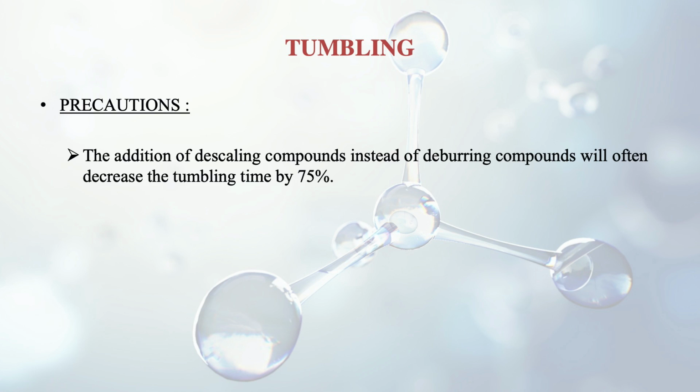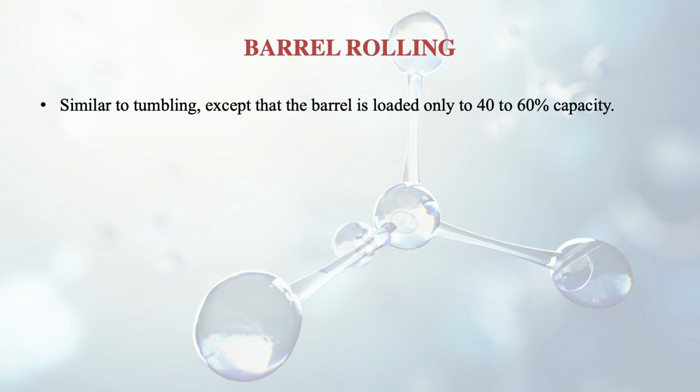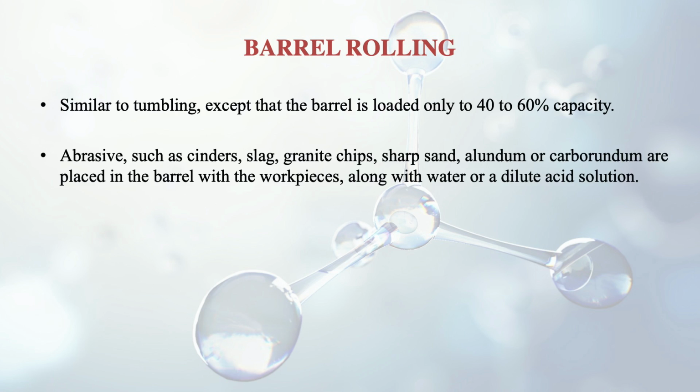Then the process of barrel rolling under the mechanical cleaning process. This is similar to the tumbling one, except that in barrel rolling, the barrel is loaded only up to 40 to 60% capacity, whereas in tumbling it was fully loaded. Abrasives like cinders, slag, granite chips, sharp sand and carborundum are placed inside the barrel along with the workpiece. One more thing is that water or dilute acid solution is also used. Sometimes this is used, other times it may not be used as well.